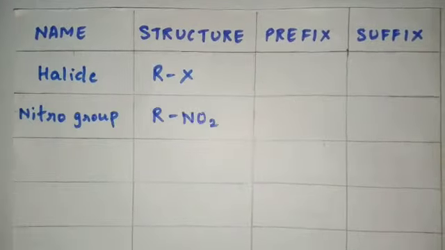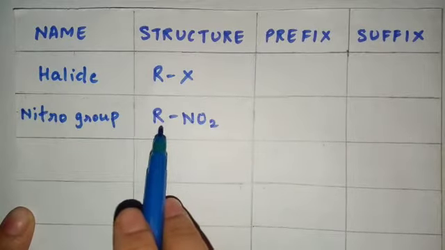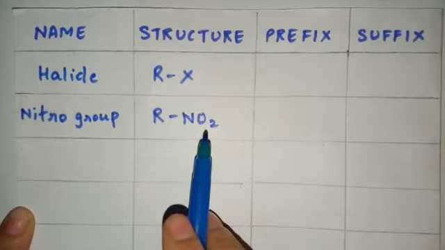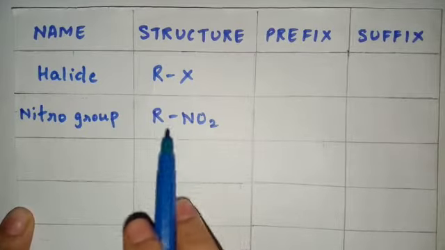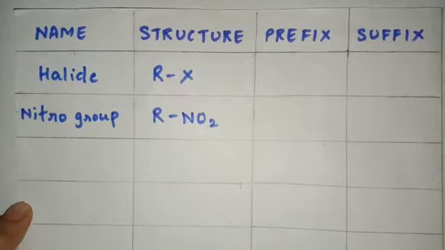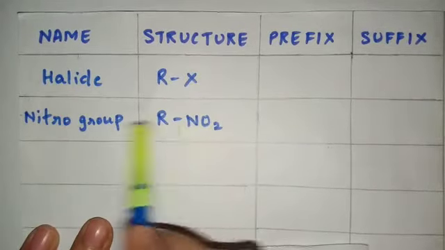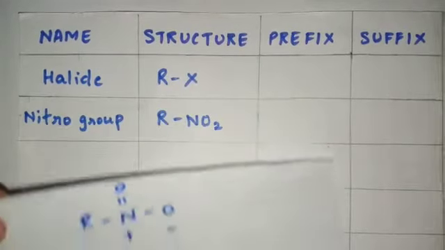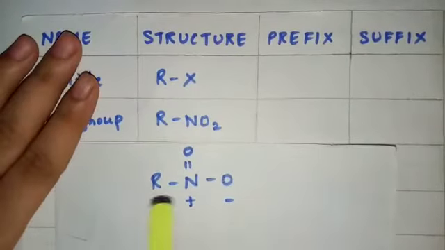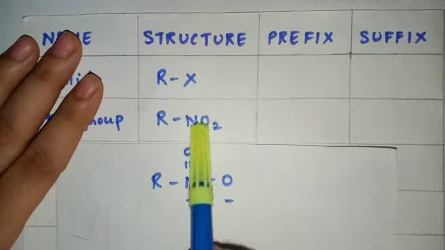Next we have the nitro group. Whenever NO2 is attached to your alkyl group, this NO2 is the nitro group. So this is one more type of functional group. Students, for this you can make a note of one thing. I don't have much space over here, so I have written it on a separate page. This is how a nitro group actually looks. This is the internal structure of the nitro group.